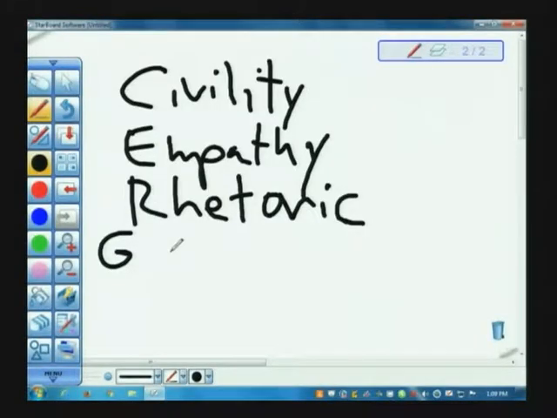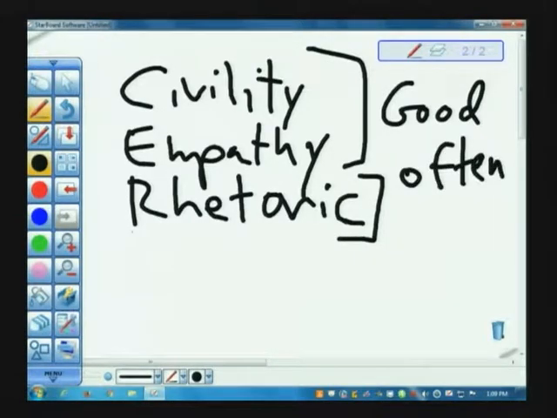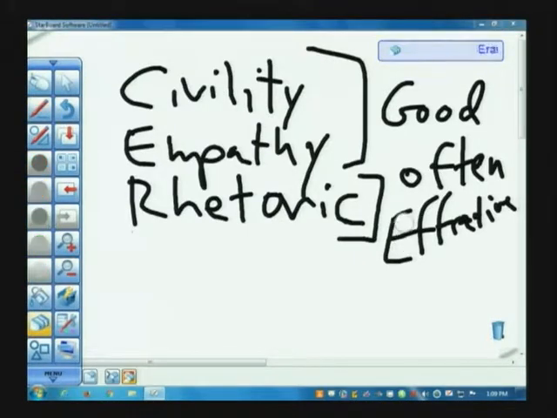So this is actually about interacting with others. I don't know about the rhetoric. The rhetoric is kind of a mixed bag, right? I'll just put, these are, I think, morally good and also useful. The rhetoric is often effective. Yeah, I can't really fit over there, can I?